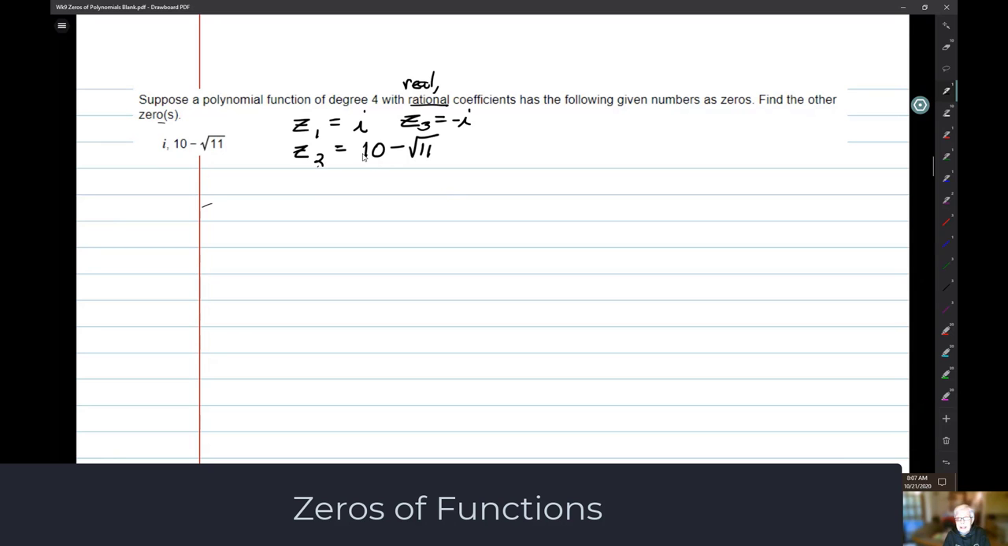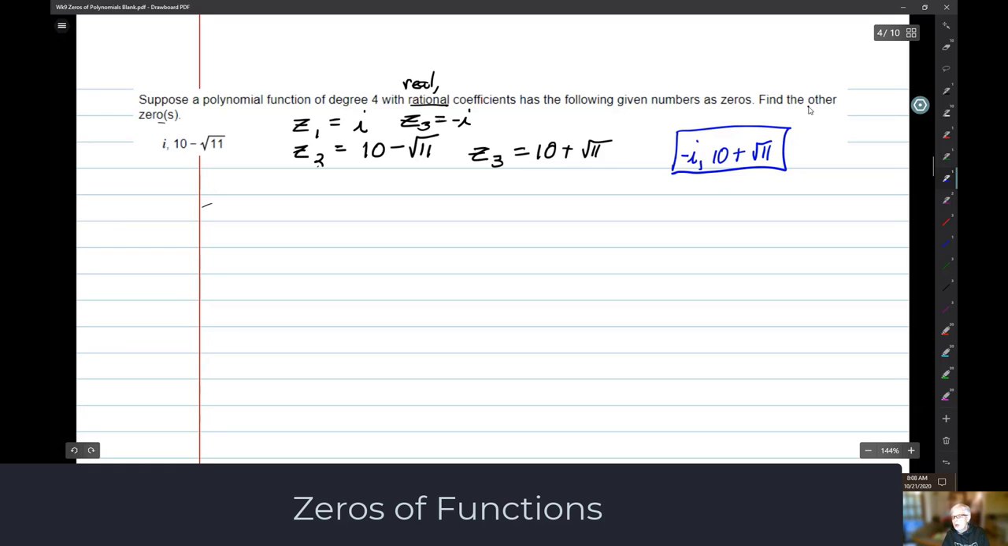And if Z2 is a real but irrational zero with two parts like this, we have to come up with its conjugate, 10 plus the square root of 11. So these have to be the other two zeros. So in the answer box, I would say negative i, comma, and 10 plus the square root of 11. Those are the other zeros.